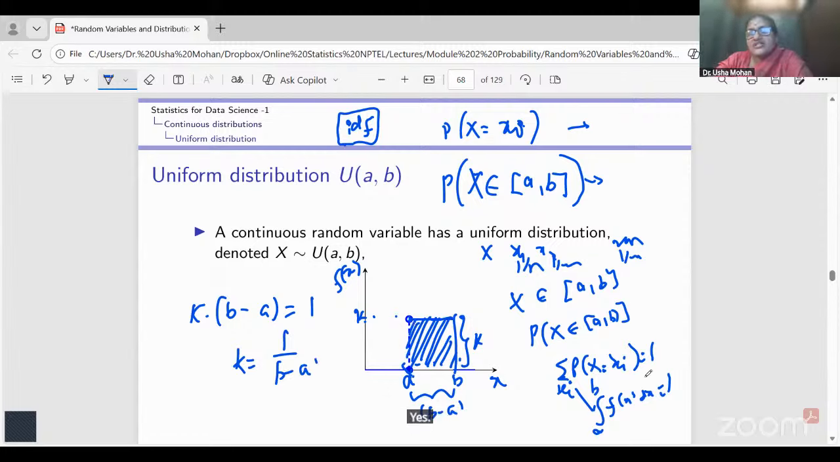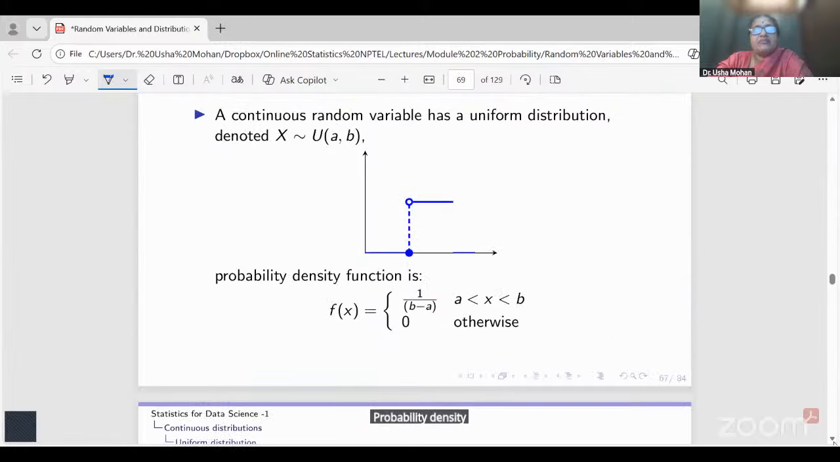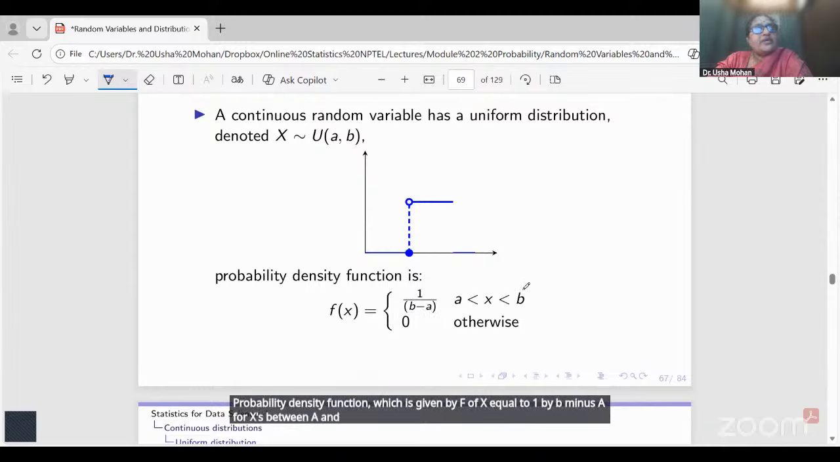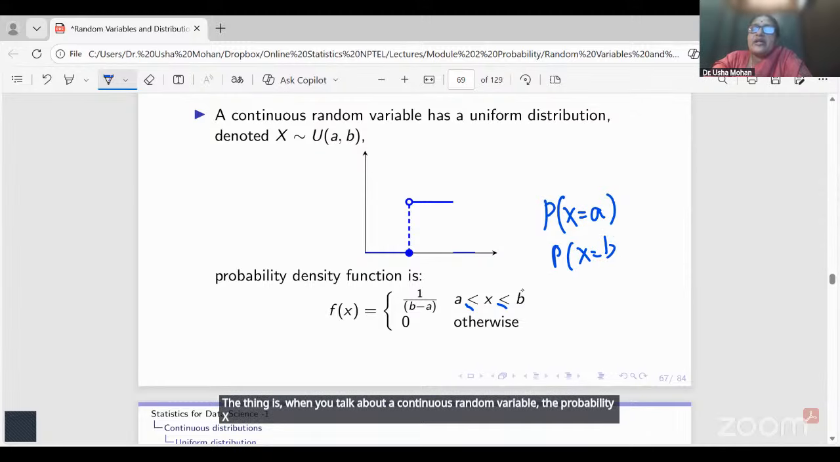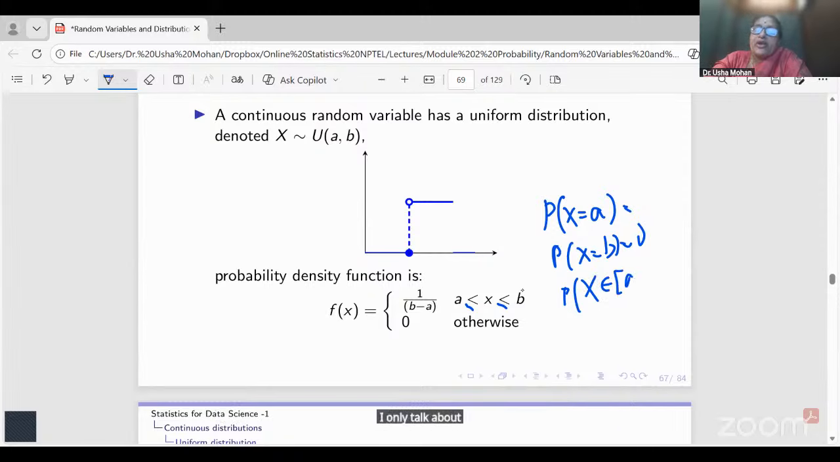In other words, I have my probability density function, which is given by f of x equal to 1 by b minus a for x between a and b. Till here, is it clear? Now, a word of caution here. Some of the books will give a is less than x is less than b. The thing is, when you talk about a continuous random variable, the probability that x takes any particular value is equal to 0. I only talk about x belonging to a particular interval. Is that clear?